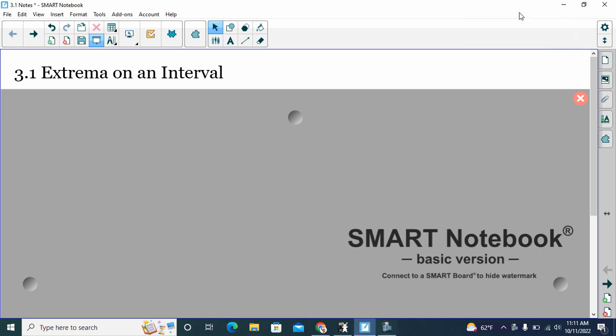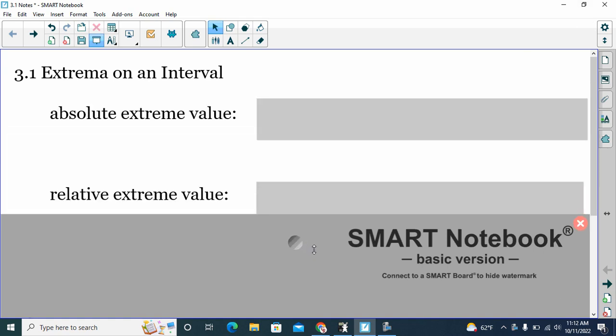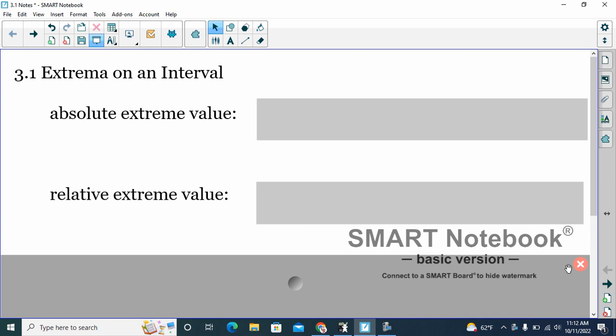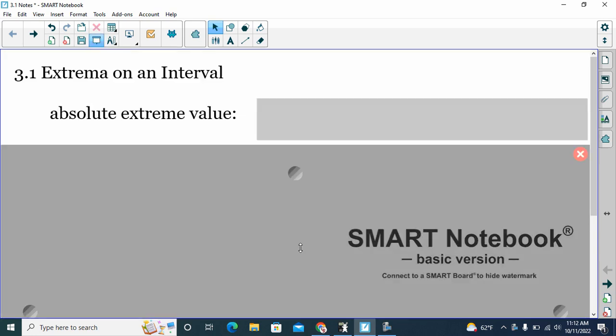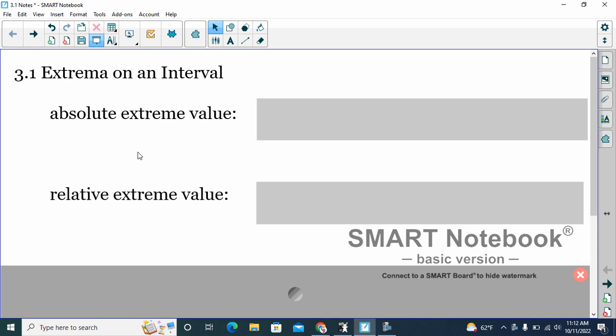These notes are from section 3.1, which is titled Extrema on an Interval. We are going to define two different types of extrema today, absolute extrema as well as relative extrema. We will focus on how to find an absolute extreme value.